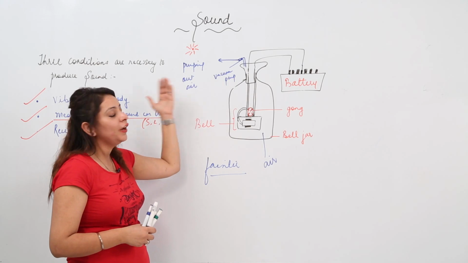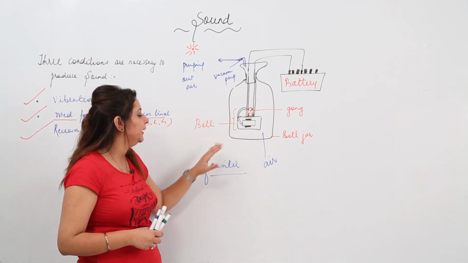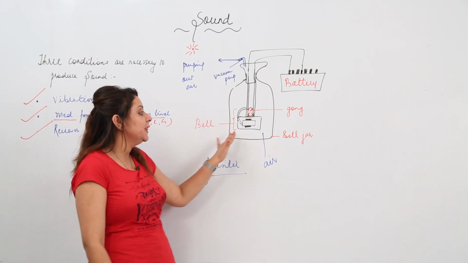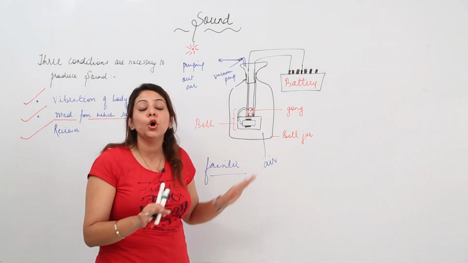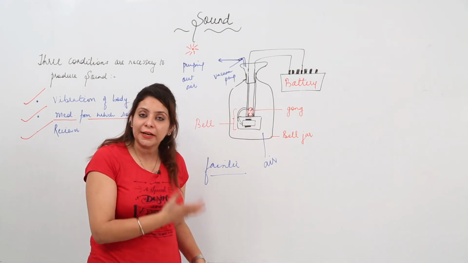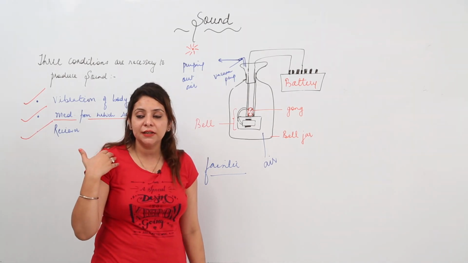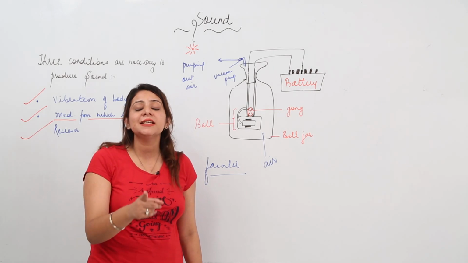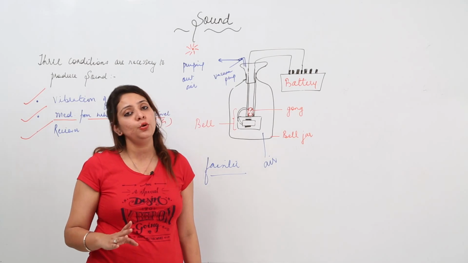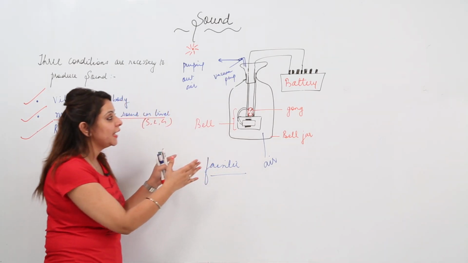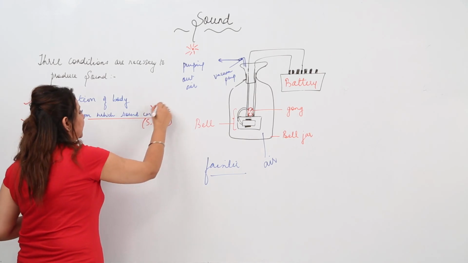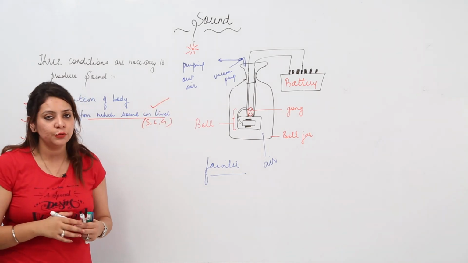As more and more air is pumped out, the sound of the ringing bell goes on becoming fainter and fainter, and when there is no air left inside, we are not able to hear the sound of the ringing bell, because there is a vacuum inside and it doesn't get any medium to travel. As I told you, sound needs a medium to travel; it cannot travel through vacuum. So this activity proves this point.